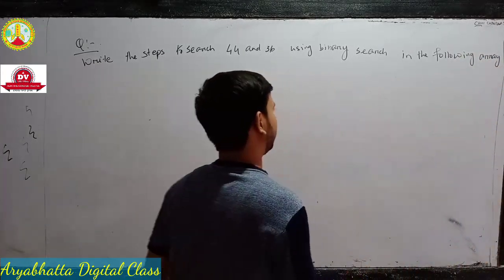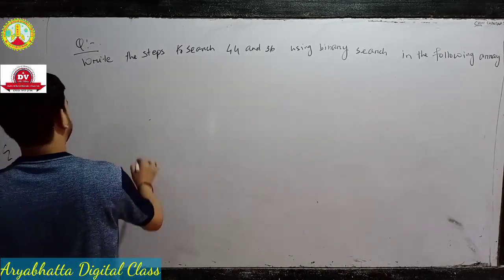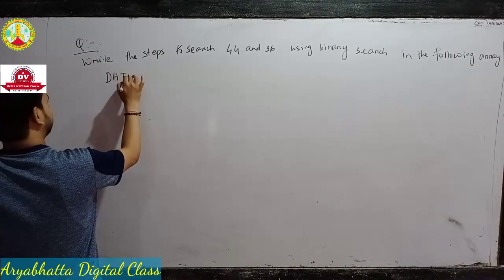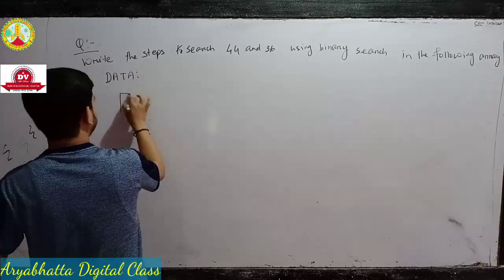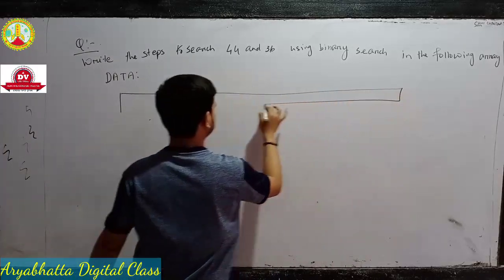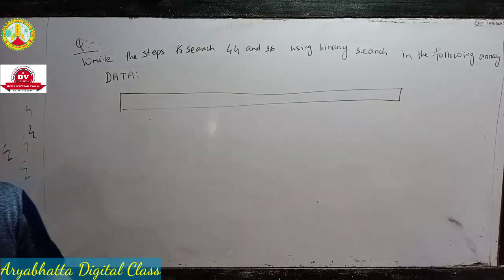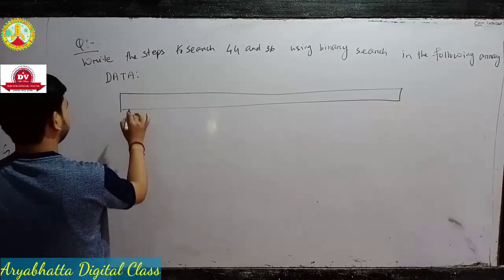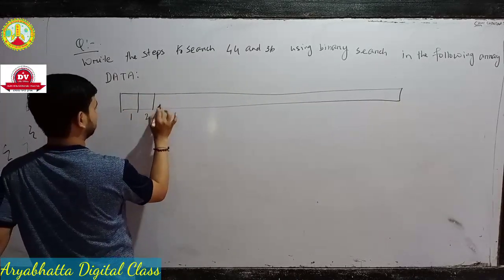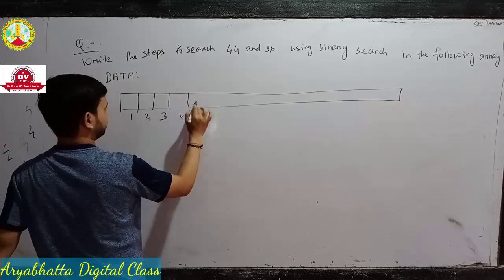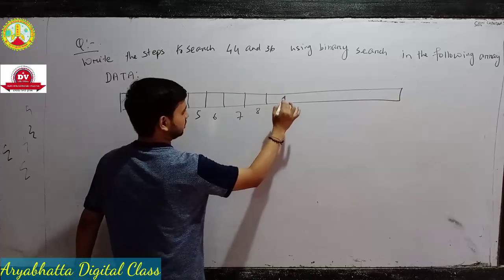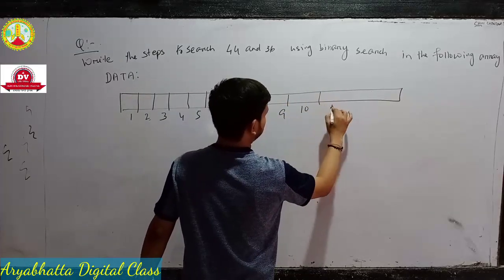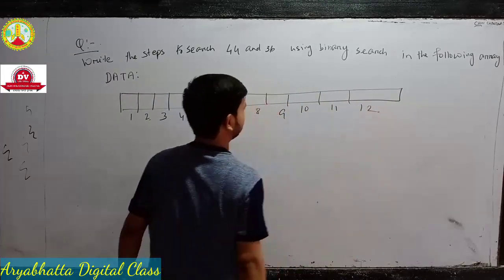In the following array, the array name is data. This is the array, you see, 1 to 12. 1, 2, 3, 4, 5, 6, 7, 8, 9, 10, 11, 12. Right.